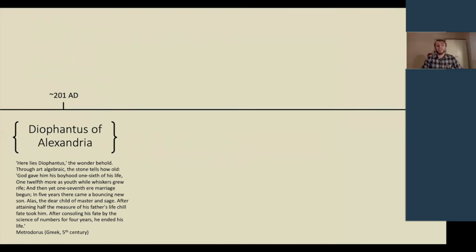The first character is Diophantus of Alexandria, and not much is known about him. We know he lived around 201 AD. And what we do know comes in a poem by the Greek mathematician Metrodorus. And this poem here, because it's a poem, I'm not going to attempt to read it out, gives you how old Diophantus was when he died. So if you have some free time, maybe tonight or over the weekend, you can try and work out how old Diophantus was when he died from that poem.